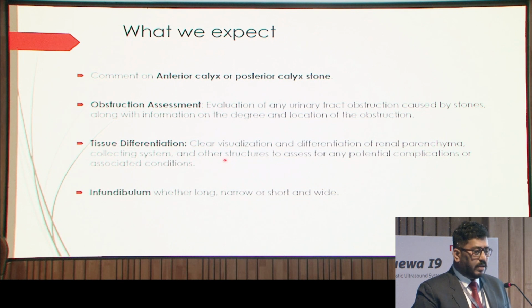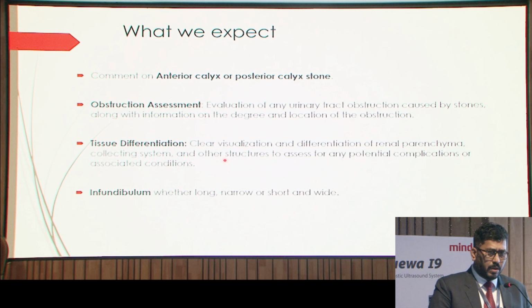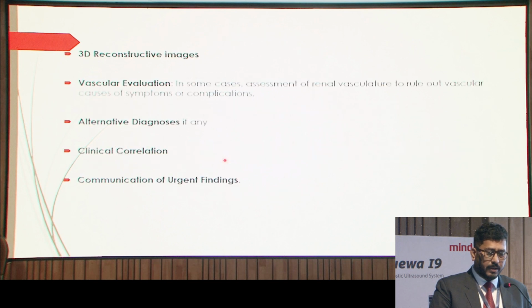then there should be a comment about anterior calyceal and posterior calyceal stones. Then obstruction assessment, tissue differentiation, that is clear visualization and differentiation of renal parenchyma, collecting system and other structures to assess in relation to the stone. It should be clearly done. Then infundibulum, whether the infundibulum is long, narrow, short or wide should be mentioned.